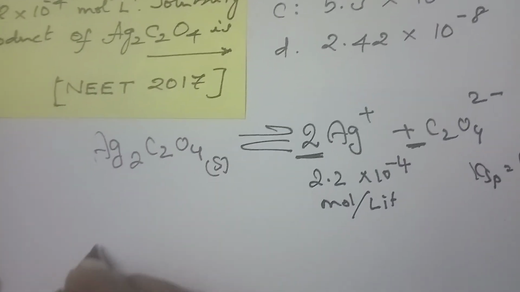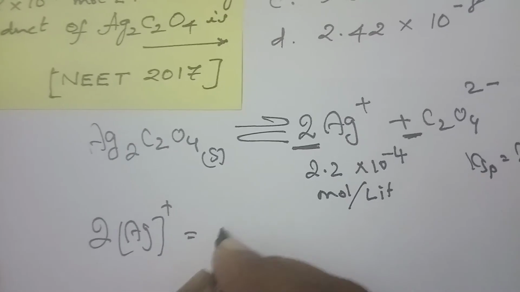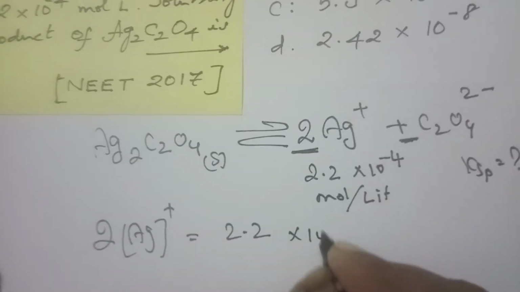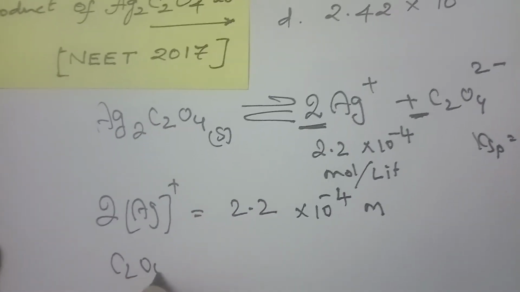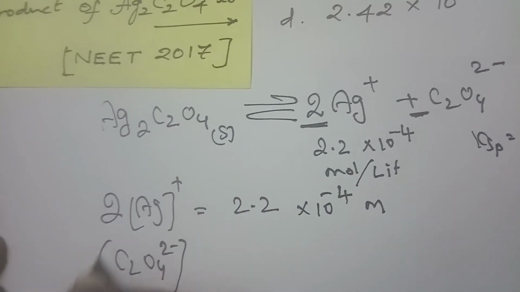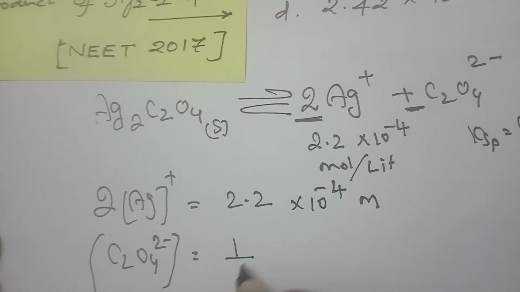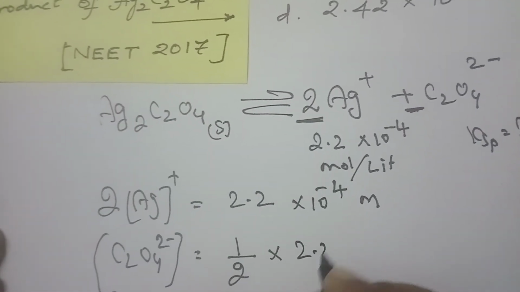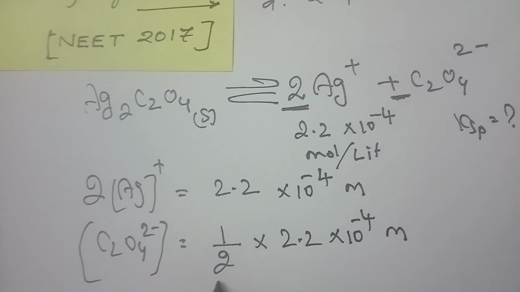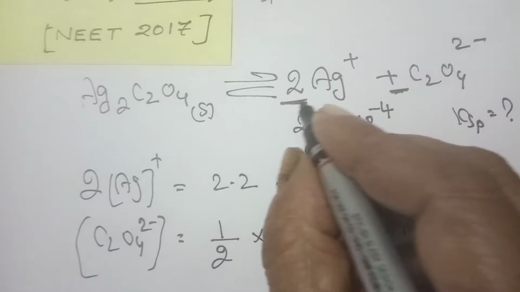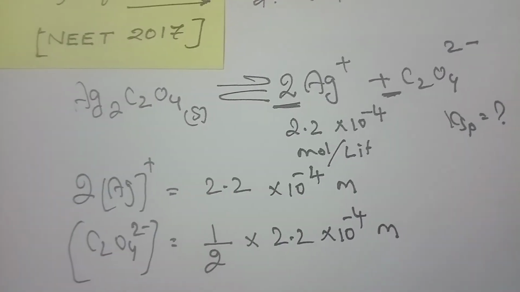Now I am writing: concentration of silver ion is equal to 2.2 into 10 power minus 4 molarity. The concentration of oxalate ion is half of this. So half of this means 1 by 2 into 2.2 into 10 power minus 4 molarity. Why we are dividing by 2 is because of the stoichiometry. So now we have the concentration available.